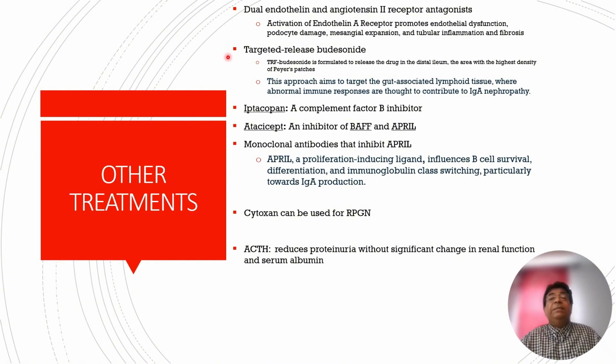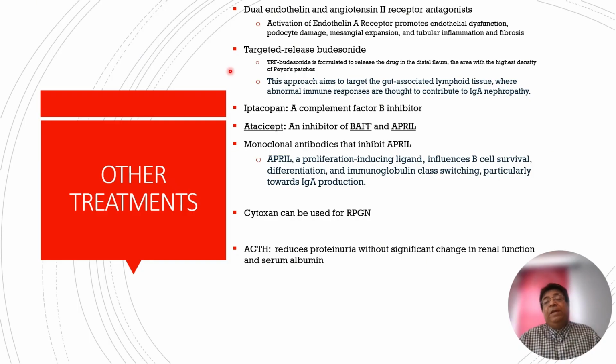Targeted release budesonide is an important innovation in the treatment of IgA nephropathy. The age-old treatment for IgA nephropathy was prednisone, and of course prednisone works, but prednisone is a little bit non-specific. It works throughout the body and not just in the lymphoid tissue, where in the gut-associated lymphoid tissue, which is where the abnormal IgA antibodies form.